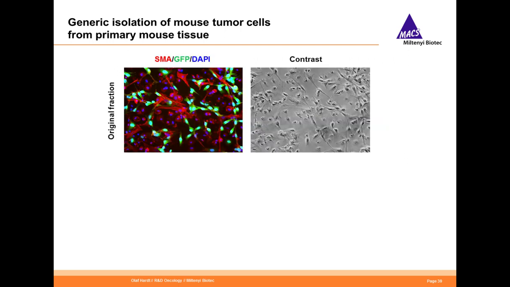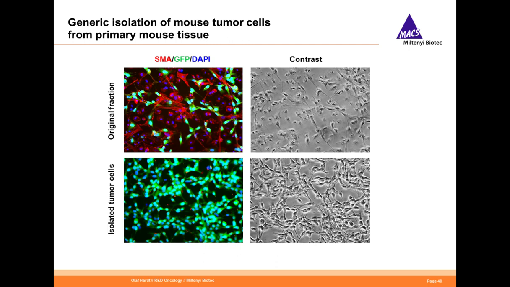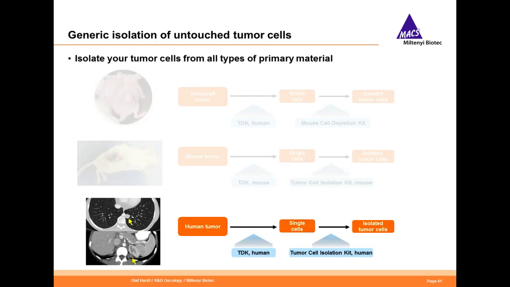And the same holds true, of course, in culture. When you plate the original fraction, you see a mixture of GFP-positive tumor cells and smooth muscle actin expressing activated fibroblasts. After dissociation and after isolation, you see very nice and pure cultures of the isolated tumor cells. The last aspect of this part is the isolation of human tumor cells straight out of patient material.